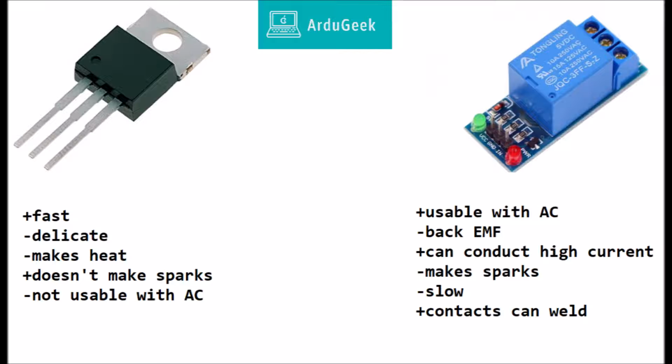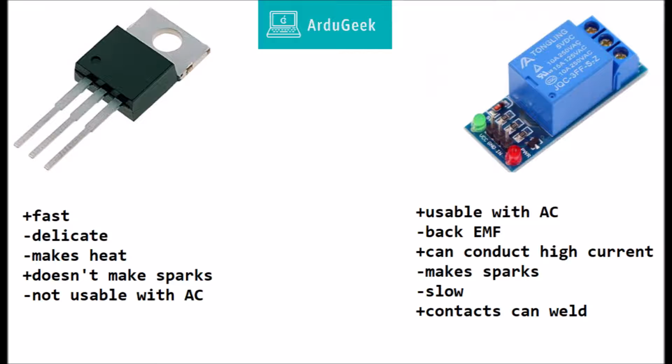The MOSFET makes a very big amount of heat. The relay doesn't. Of course, sometimes if you connect too high voltage to the internal coil, it will start to heat up, but mainly it doesn't generate much heat. The MOSFET doesn't create sparks, and of course the MOSFET is a semiconductor element, so it will not conduct AC. If you want to conduct AC, you need to use, for example, a relay or triac.